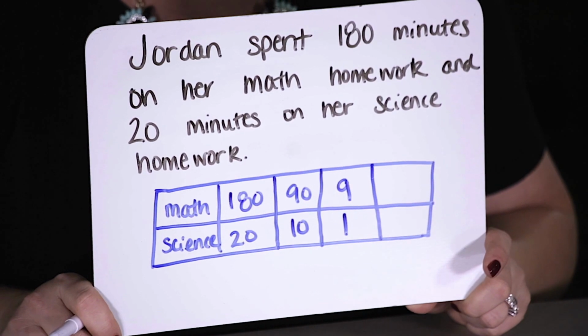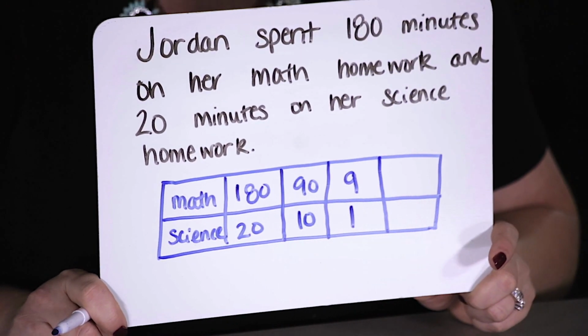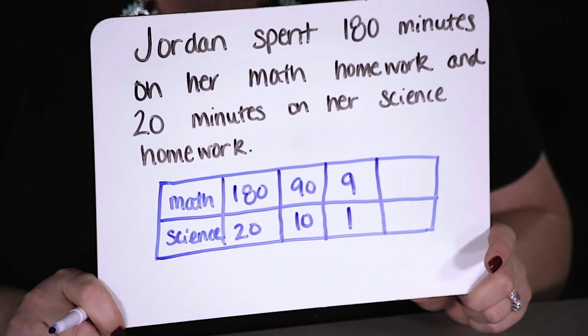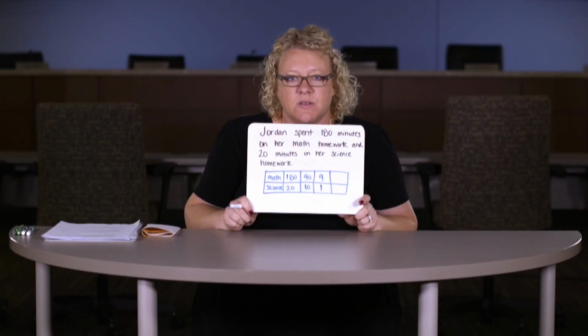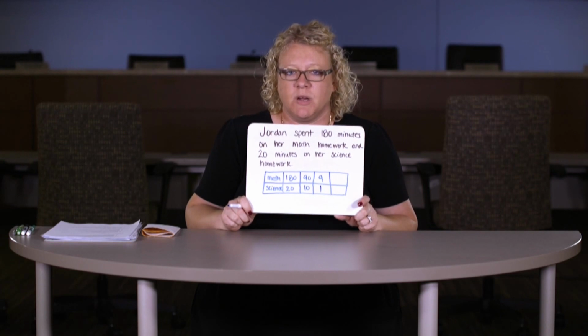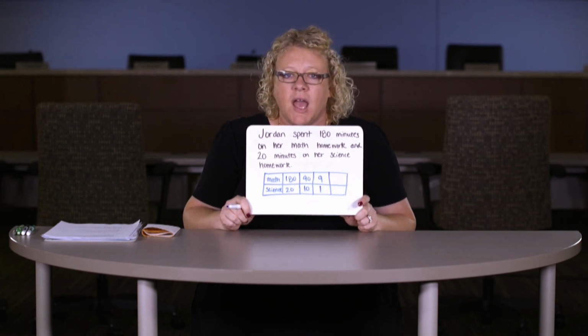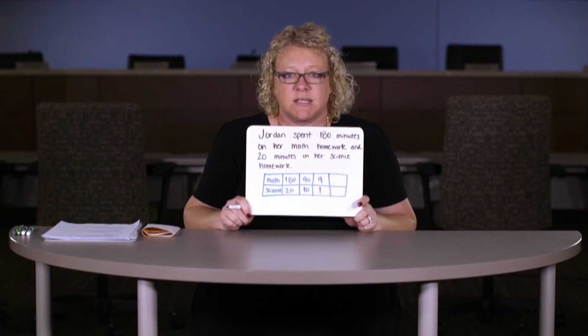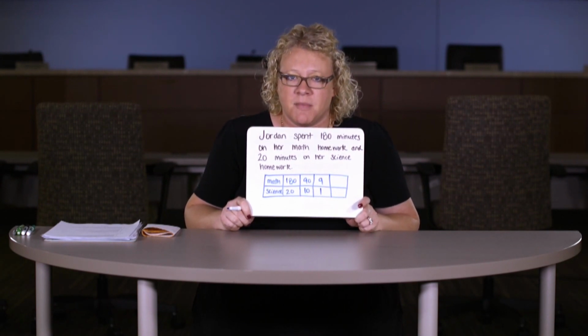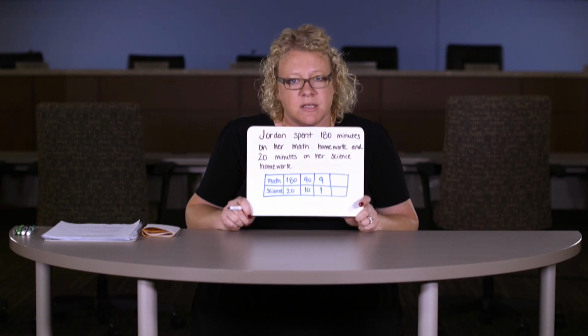So our unit rate says that for every minute she spends on her science homework, she is spending 9 minutes on her math homework. And so this tells us that every time she spends a minute on her science homework, she will spend 9 minutes on her math homework. And we can see that that leads into our 90 minutes on math for 10 minutes on science, and then our 180 minutes on math to our 20 minutes on science.